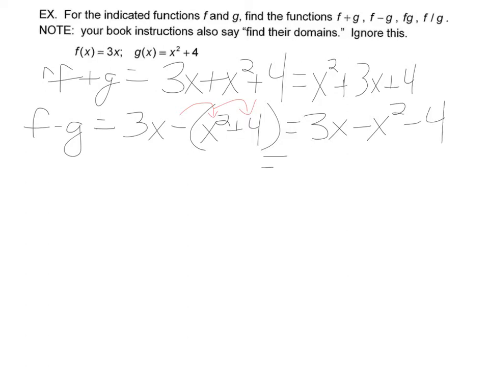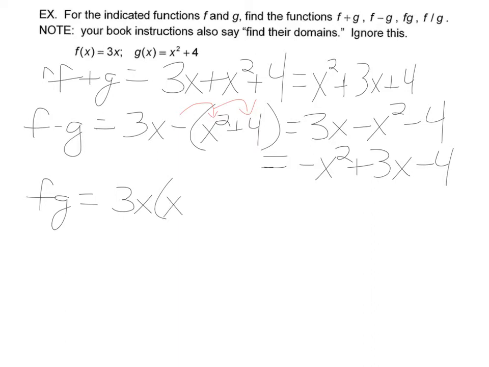And again, if you would like to rearrange that, you don't have to. It would be negative x squared plus 3x minus 4. F times g, we're multiplying 3x times x squared plus 4, and distribute. Then it's 3x cubed plus 12x.